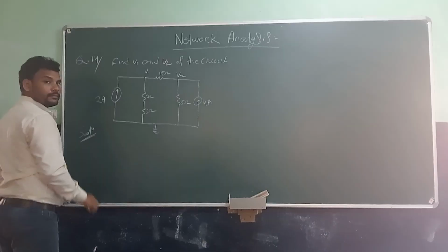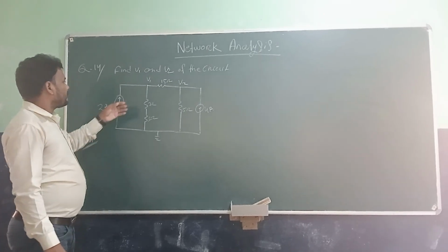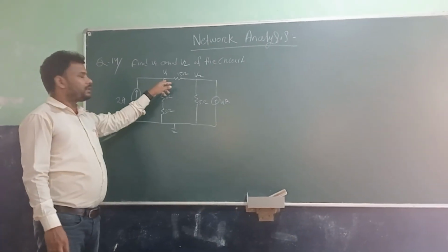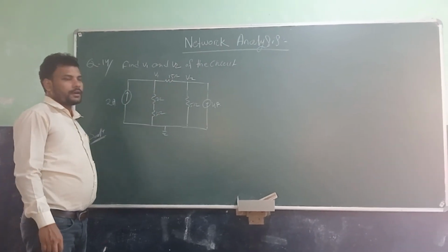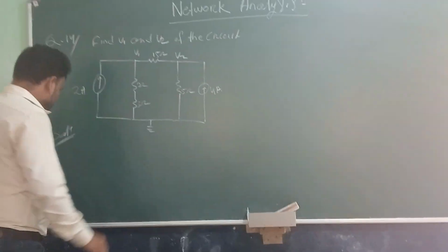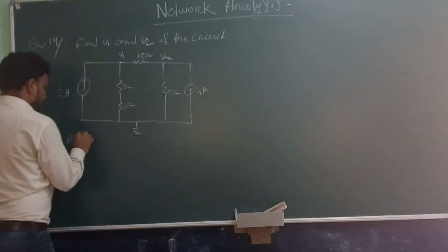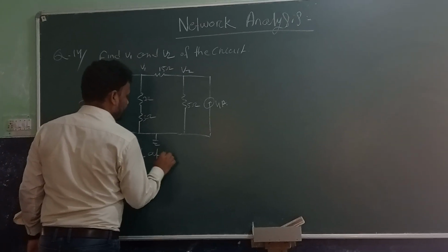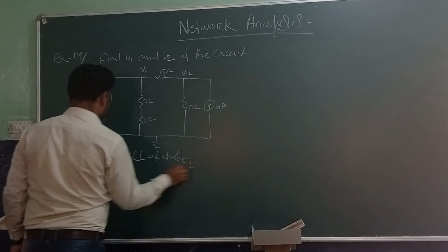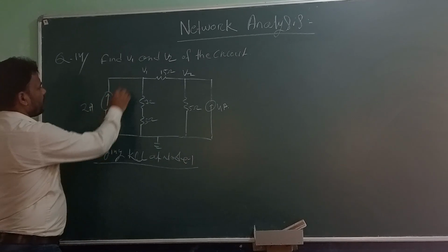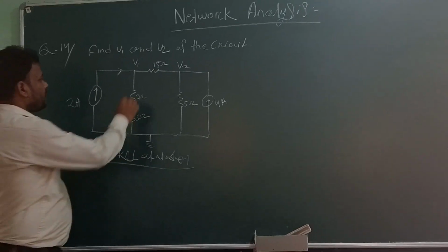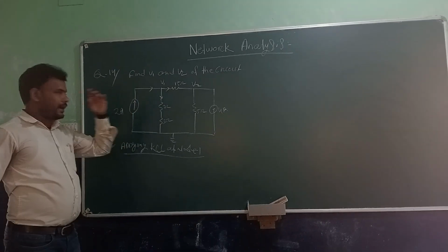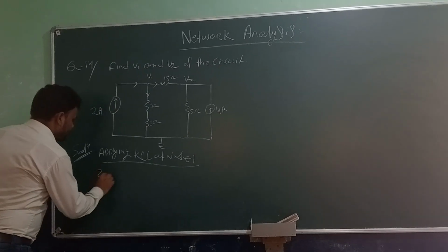In this question, the answer is the nodal voltages V1, V2. This is node 1, this is node 2. Simply apply KCL at the nodes. Here current already entering is given. We assume in this resistor current flowing this direction, and here current flowing right direction. So entering current is positive 2.